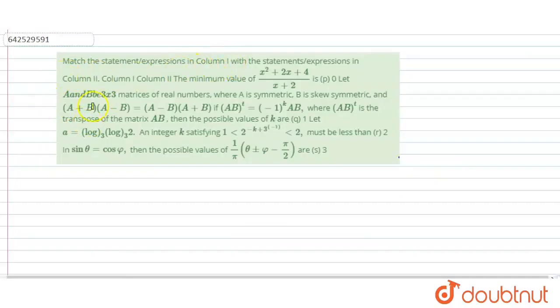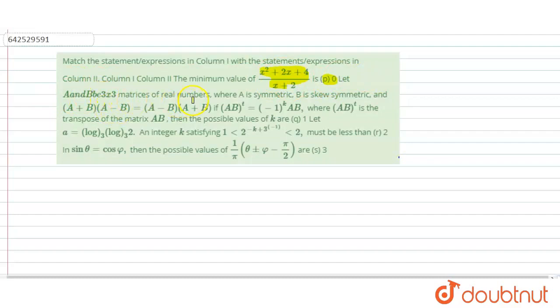Hello students, in this question we have to match the expressions in column first with the expressions in column second. So in column first and second, the minimum value of x square plus 2x is given as this.